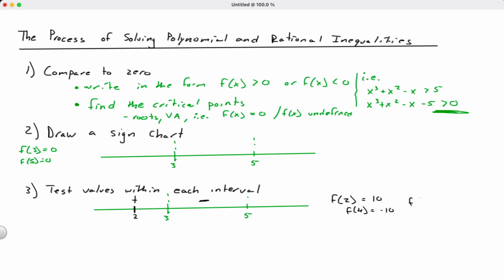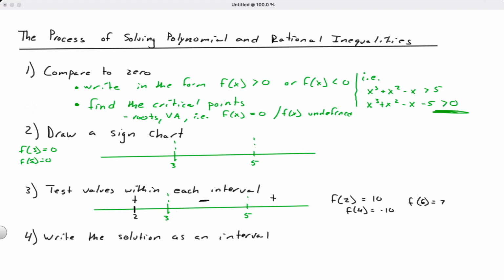And then we can do the same for the last region too, right? Maybe we plug in f of 6 and we get something like 7, and so we find that this ends up being positive. What that allows us to do in terms of writing our solution is to say that everything in this region and this region are greater than 0. So if we're solving for when it's greater, we can use those two intervals. And everything within this region is less than 0. So if we were solving for when it was less than 0, we would use this region between 3 and 5.